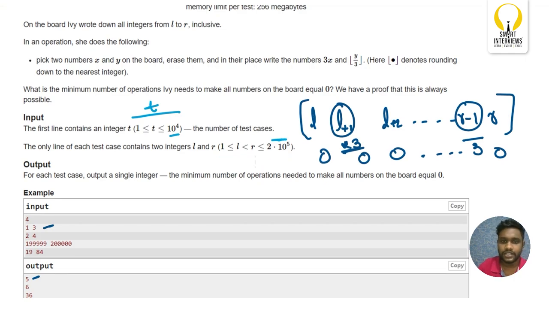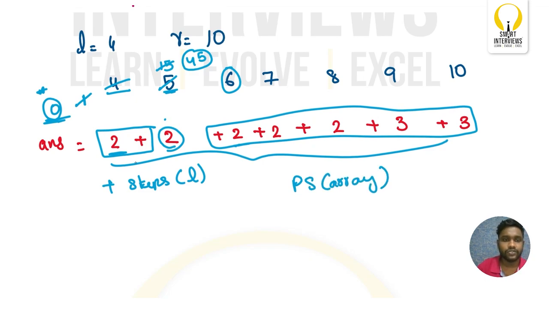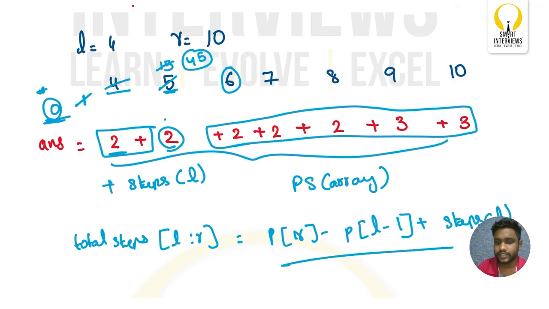So what we can do is, since we only need the sum of all these values, we can store this in a prefix sum array, right? We can store this in a prefix sum array, and when we want the total steps from L to R, we can simply do prefix sum of R minus prefix sum of L minus 1. This will give the total steps to make them 0 plus the steps required for making L to 0. This will be our answer. So this is the logic for this question. Let's code it up and see how it goes.